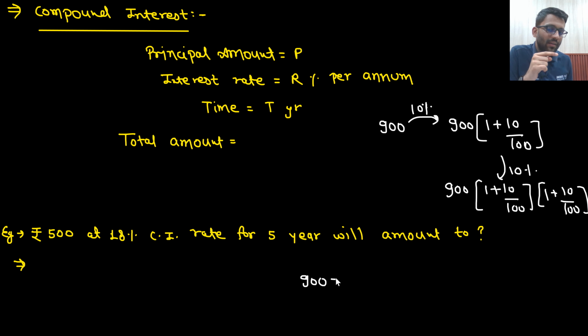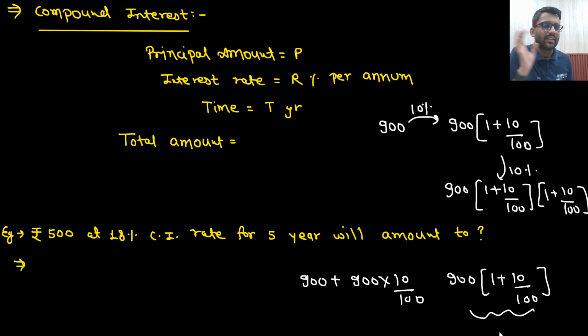900 plus 10% of this. So 900 into 10 by 100. So basically 900 will come in common. So 900 into 1 plus 10 by 100. This kind of thing we have already done in the percentage chapter. So this much you will pay me after 1 year.